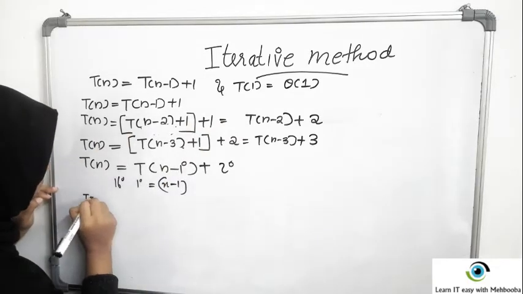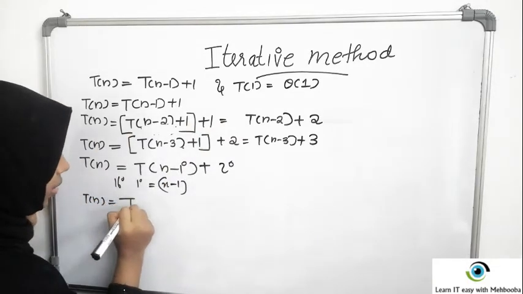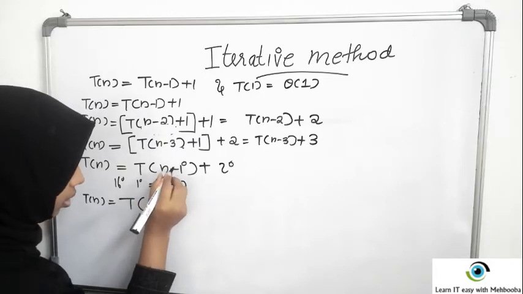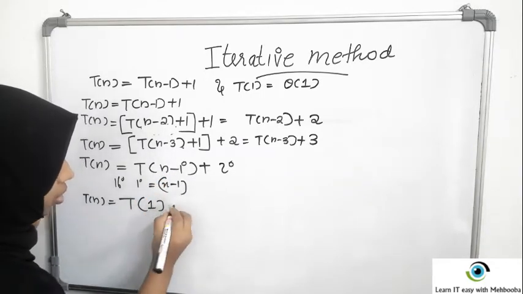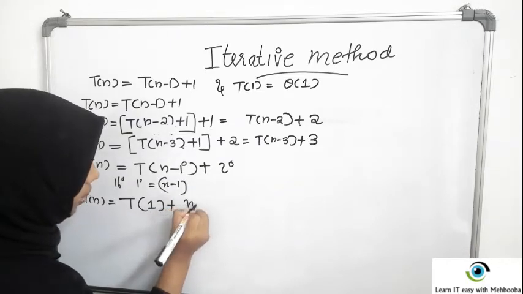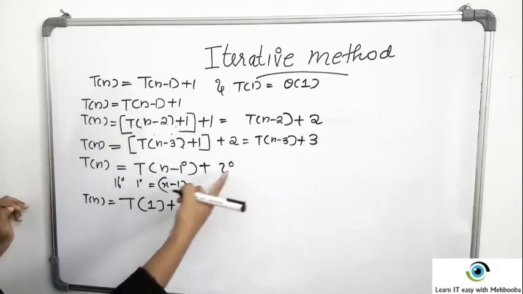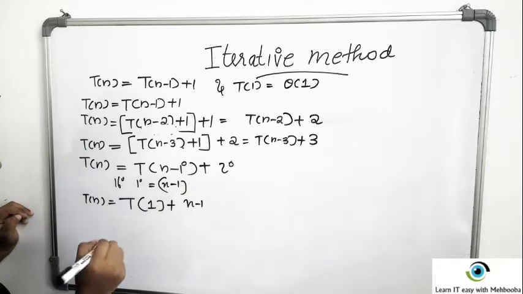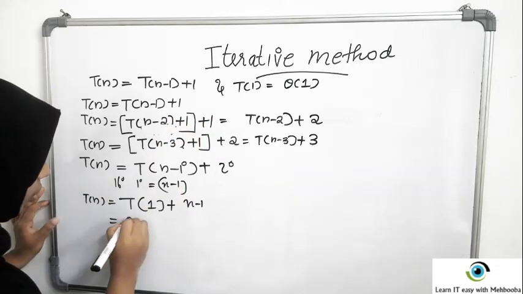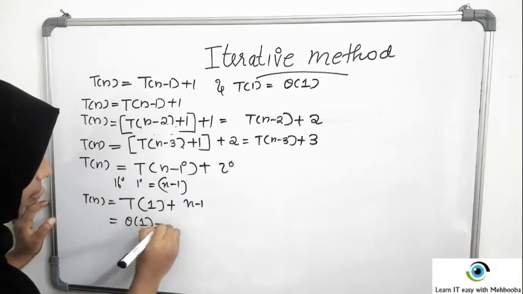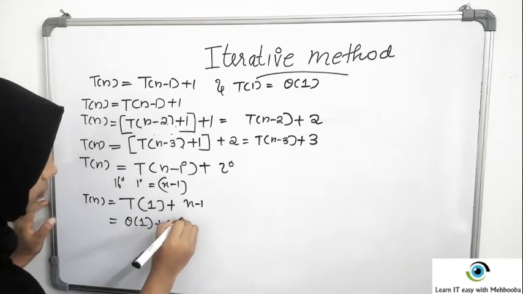So T of n is equal to T of n minus I, that is n minus (n minus 1), that is 1, plus I, which is n minus 1 without any doubts, because I has been substituted with n minus 1. So T of 1 is theta of 1, so that is theta of 1 plus n minus 1.